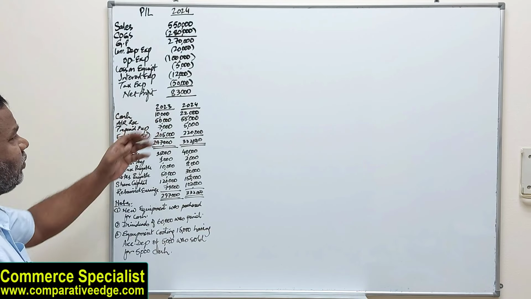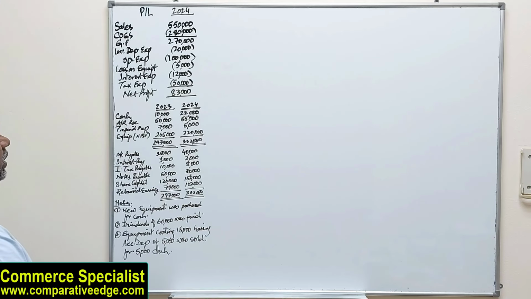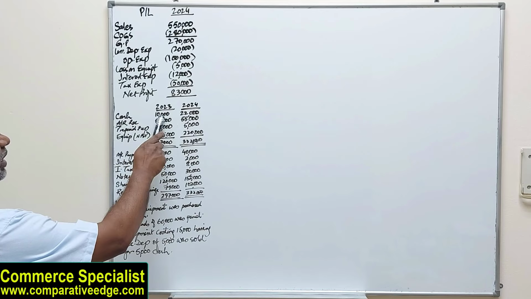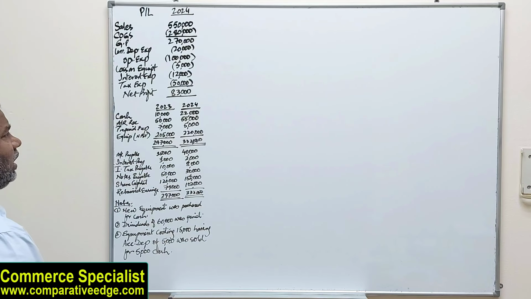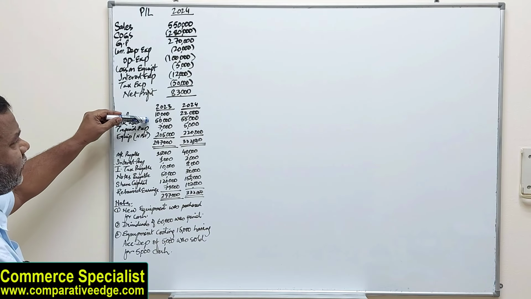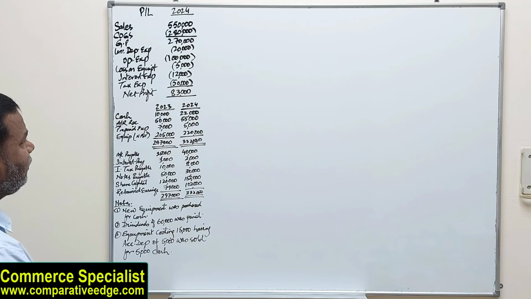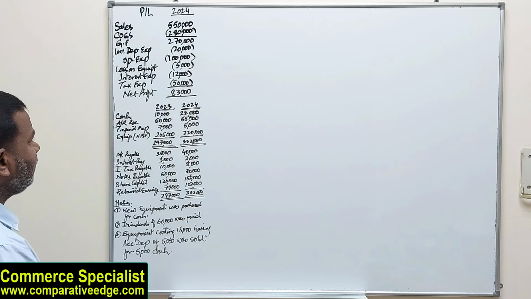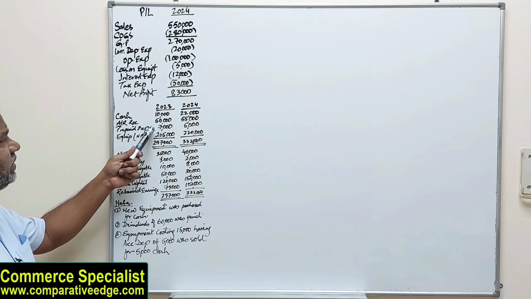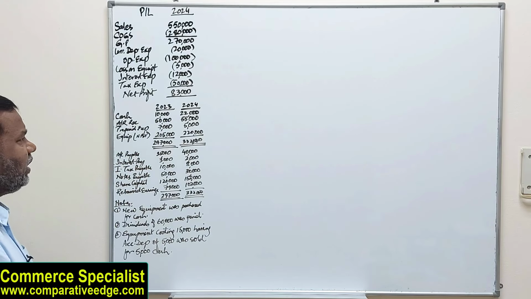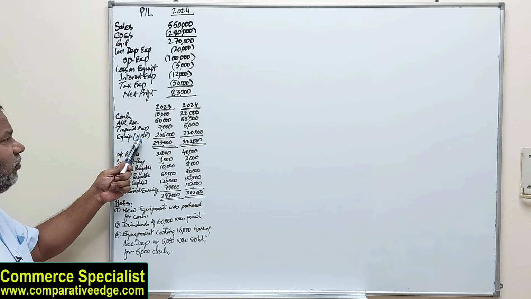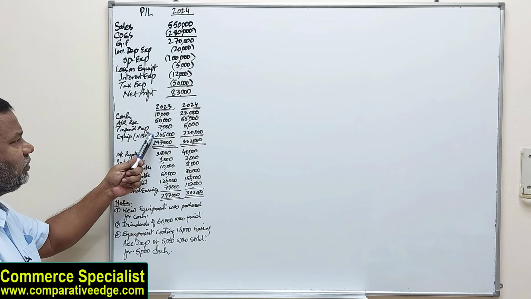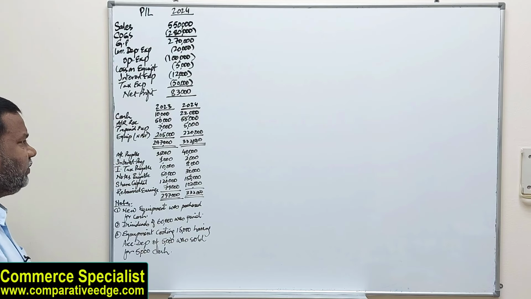Then your comparative statement of financial position is given to you. Cash in 2023 is 10,000 and 2024 is 22,000. Account receivable in 2023 is 50,000 and in 2024 is 55,000. Prepaid expense in 2023 is 7,000 and in the next year is 5,000. Equipment at net book value 205,000 and 220,000 respectively.